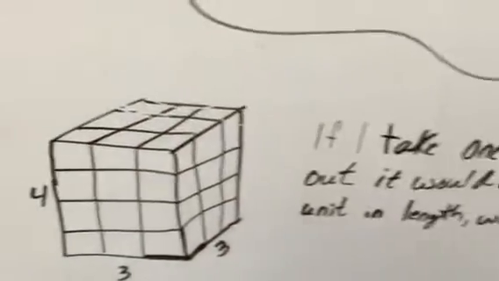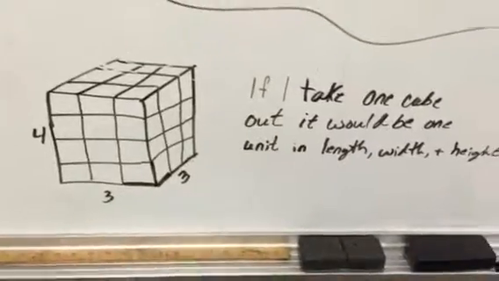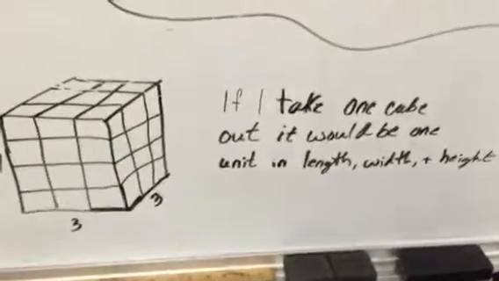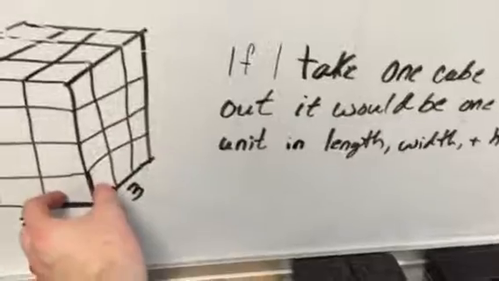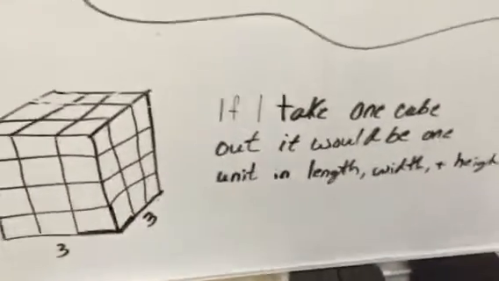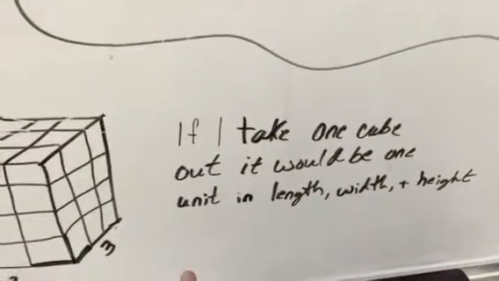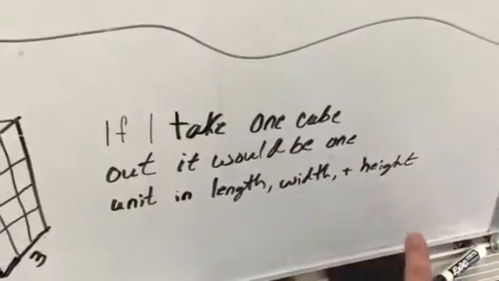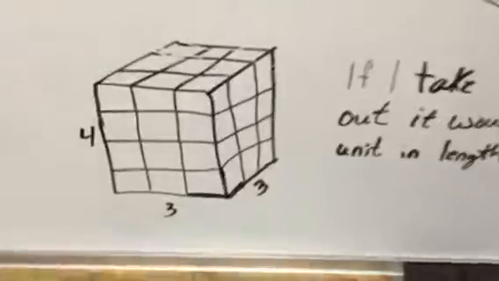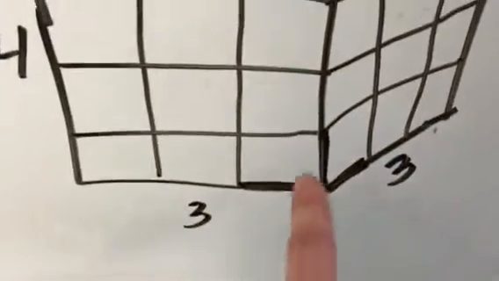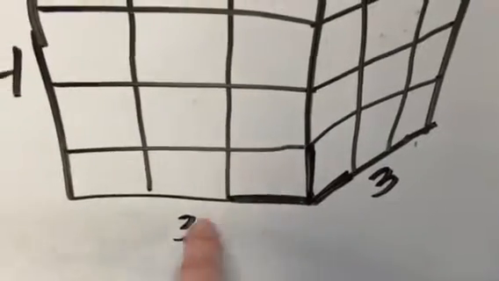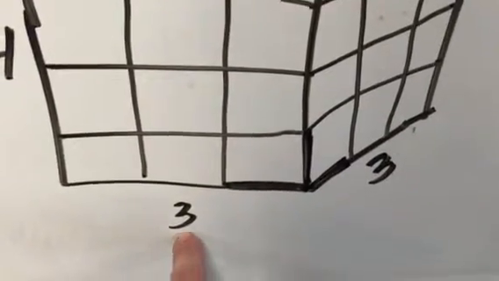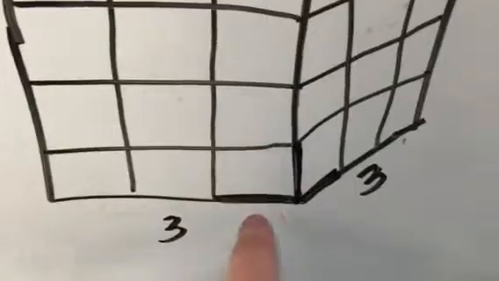If we have this picture, what a cubic unit is, is that if I take 1 cube away, let's take out this bottom corner right here. Let's pretend we're pulling that out. It would be 1 unit in length, 1 unit in width, and 1 unit in height. So I'm going to zoom in here. If I took this out, it will be 1 unit this way, right? That's 1 unit out. I said the total was 3, and this is 1 of those 3.